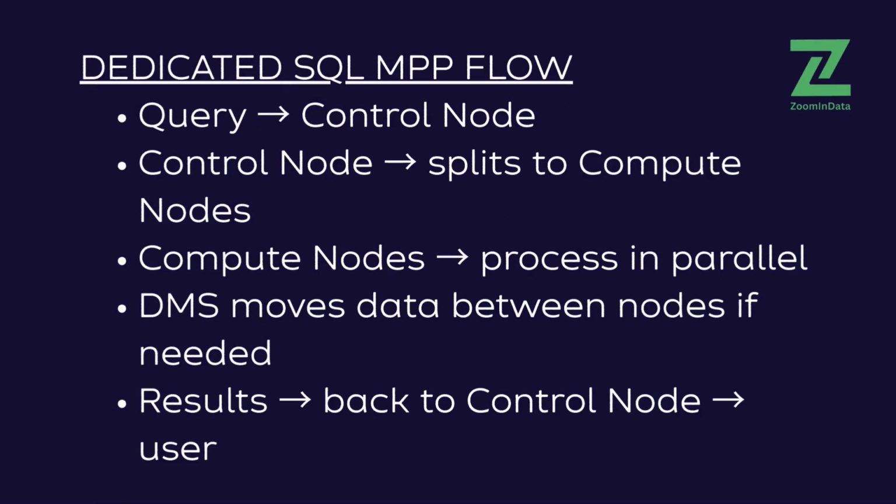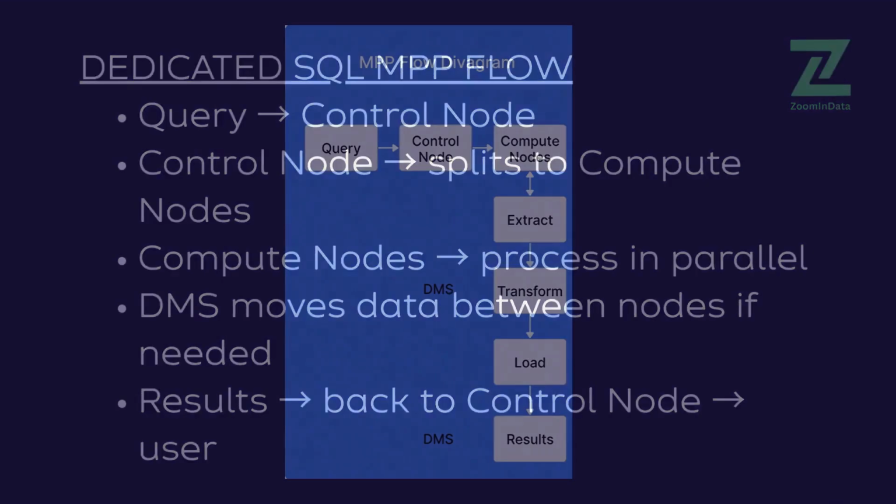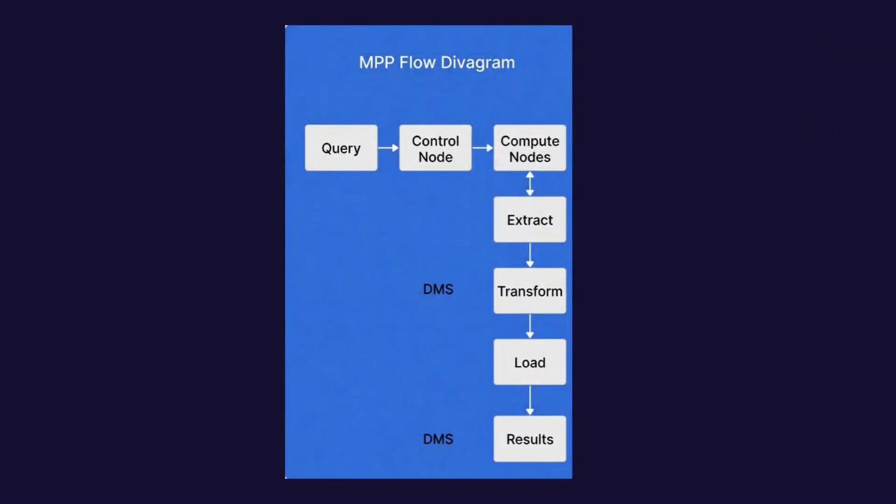Here's how the MPP flow works in dedicated SQL. Your query first hits the control node. Control node splits the work and sends it to compute nodes. Compute nodes process everything in parallel. If data needs to move between nodes, DMS handles it. Finally, results come back to control node and then to you.